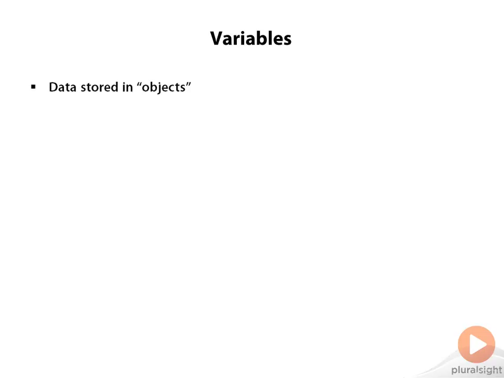To access such an object, it must have a name, and such a named object is called a variable. The information we actually store inside an object is called a value.